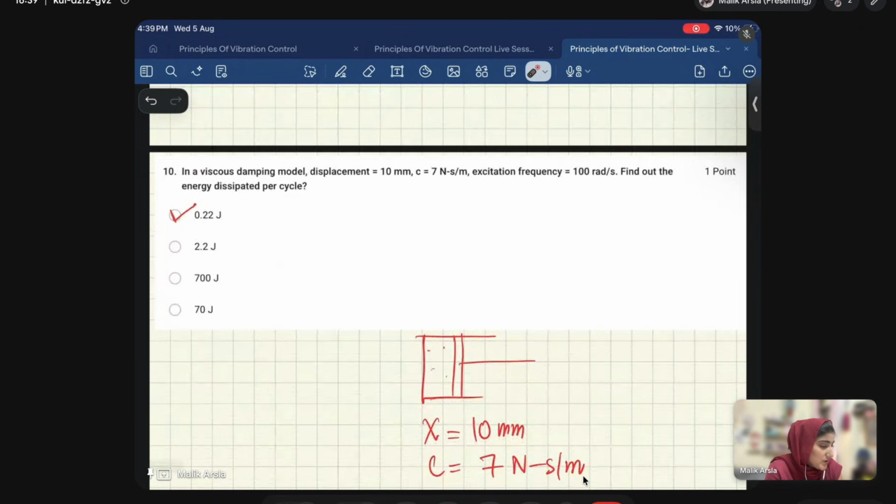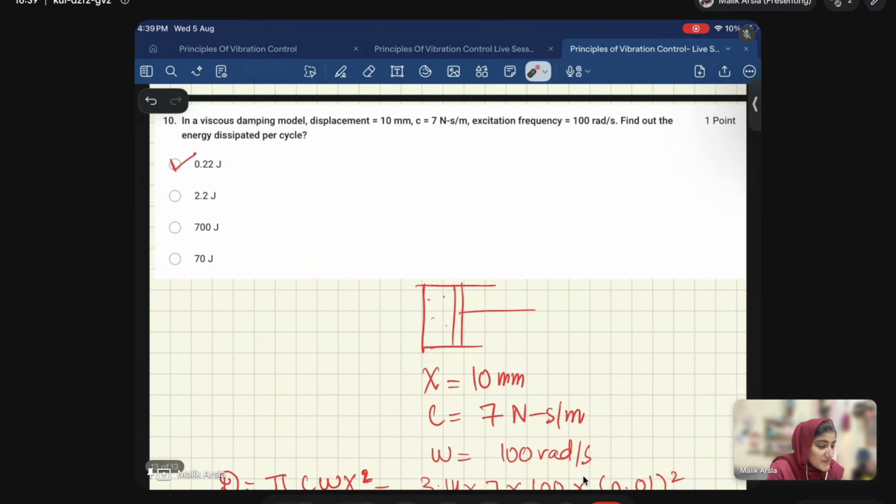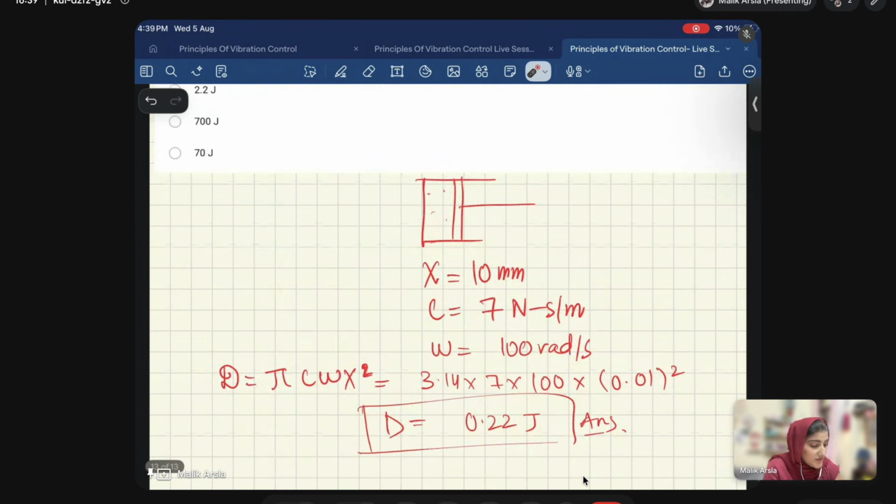Now moving to the final question of this session. In a viscous damping model, displacement is equal to 10 mm. The damping coefficient is given as 7 Newton second per meter, and the excitation frequency is 100 radians per second. Find out the energy dissipated. It is very simple. We have seen the formula for this one. In fact, we have derived it in question 7, I guess.